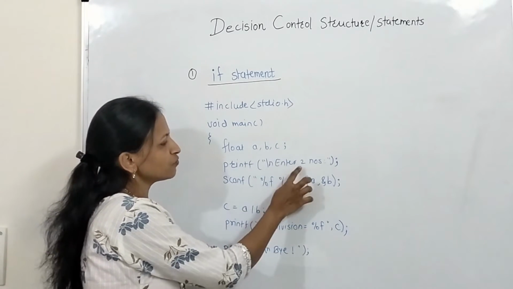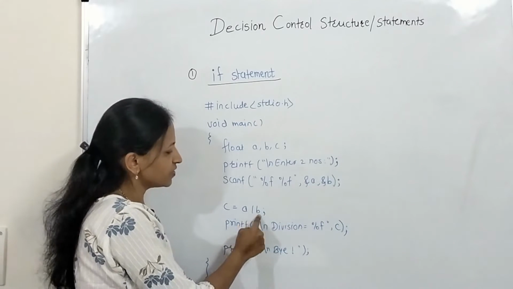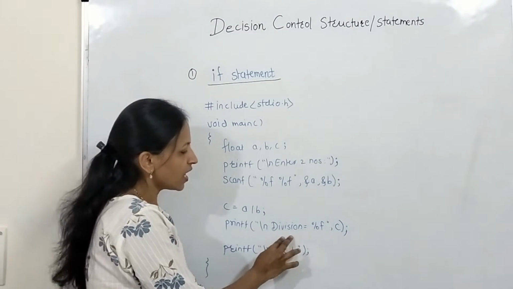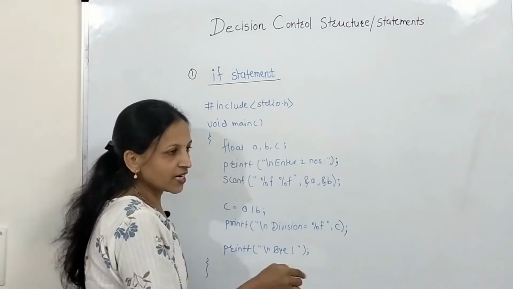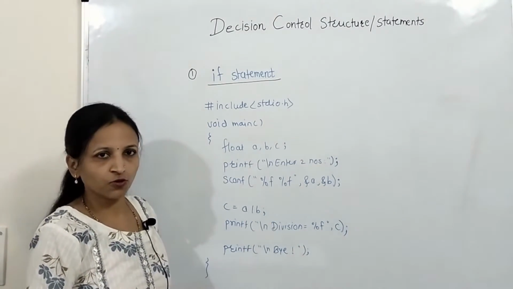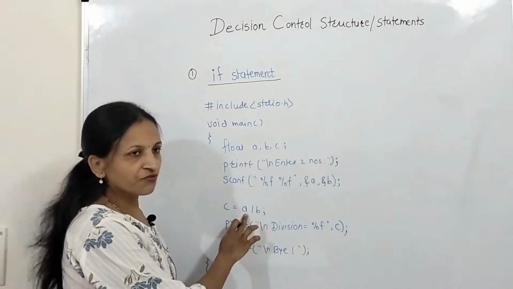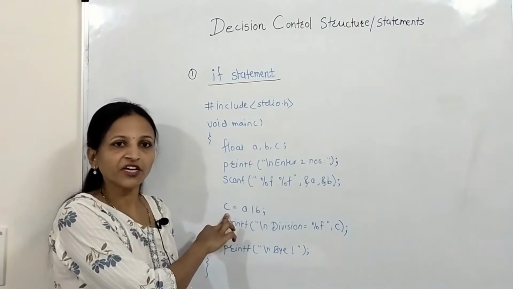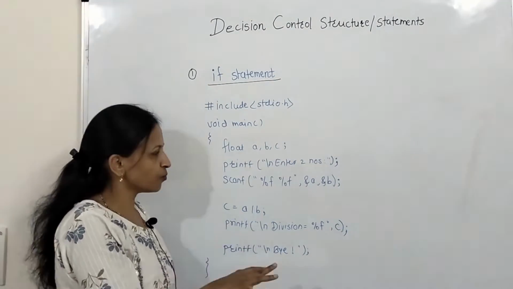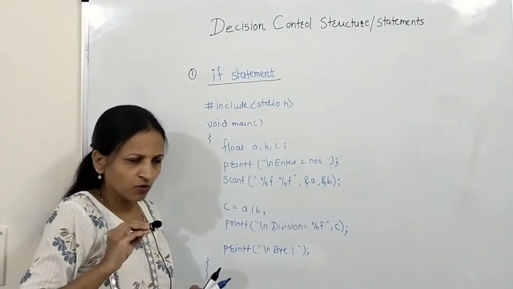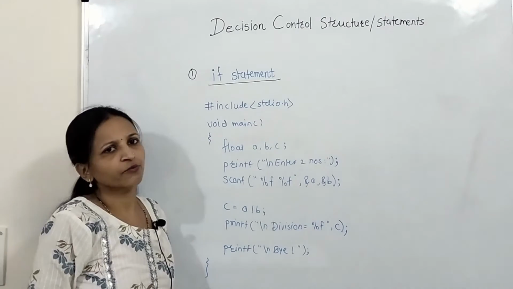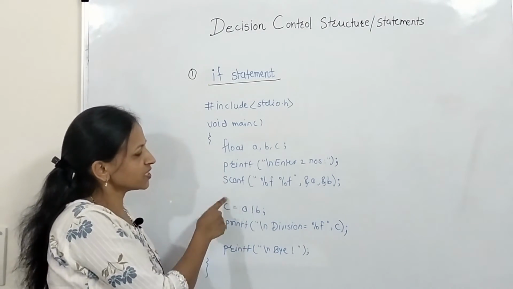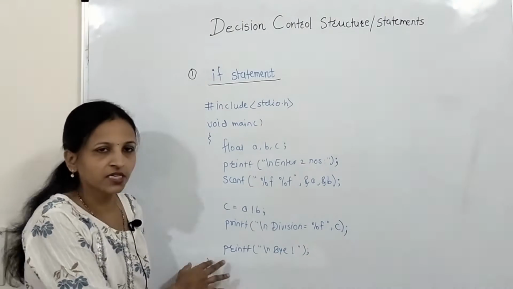Here the first number is 4, the second number is 2. The division will be 2.0, which will get stored inside C, and here the division will get displayed like division is equal to 2.0. In that way, suppose the first number is 5, the second number is 2, again it will calculate the division 2.5 and will get stored inside C. No problem, the program will run normally, no problem will be there.